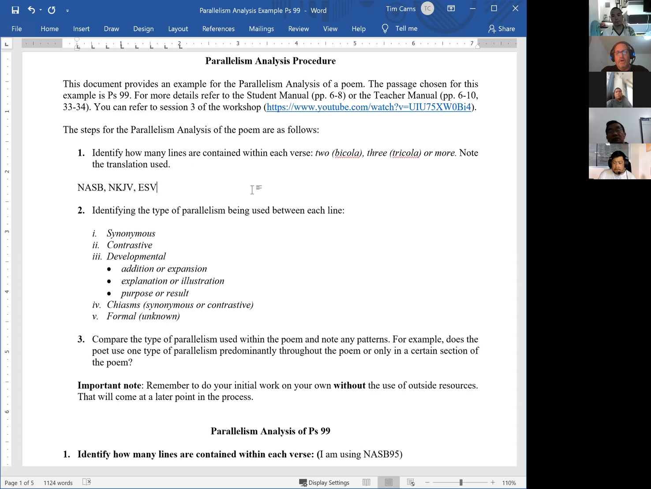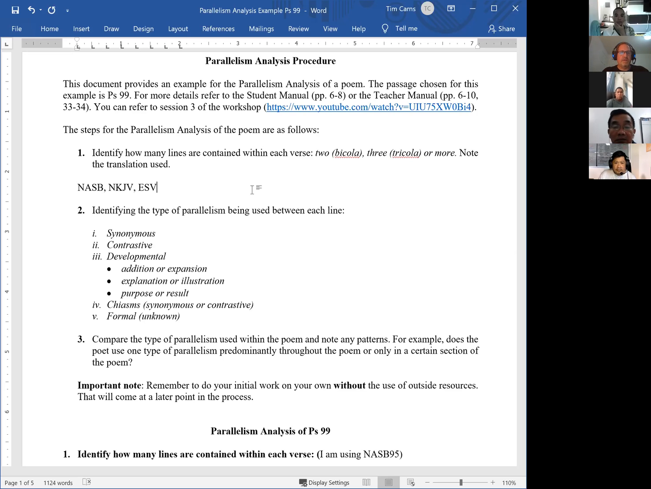Unless you really want to try to learn Hebrew accents, you can always go back and listen to that whole discussion and try to figure it out yourself, which can be kind of interesting, but it can take a long time, and it's not always easy. So I think we can rely on the English translations for that. So that's the first step: identify how many lines within each verse. And then the second step is to identify the relationship between those lines, the parallelism relationship.